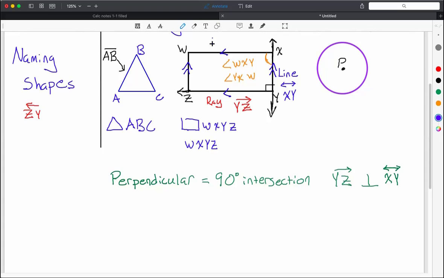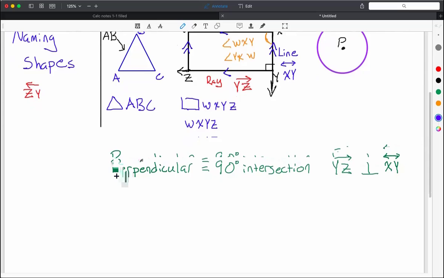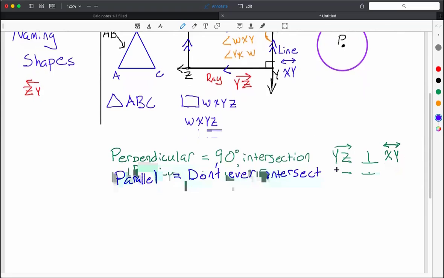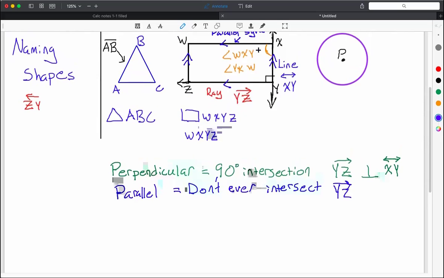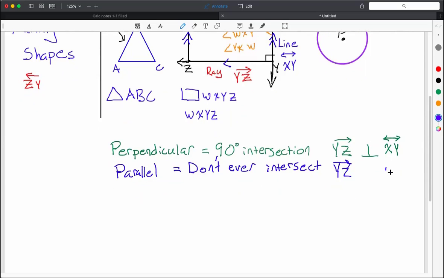So I'll go ahead and say this is the parallel symbol right here. And then how do I come down here? So parallel, that means that they don't ever intersect. I'm just going to randomly grab, let's do ray YZ again. So YZ, that ray is going to be parallel to this one up above, which is XW, and this XW, that's a line segment, so just a line with no arrows.